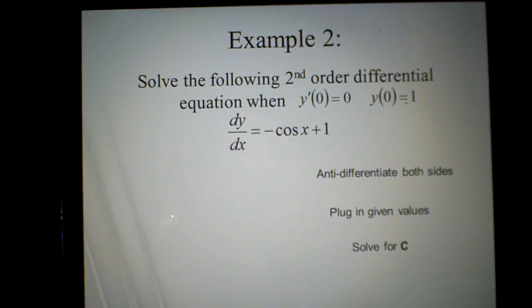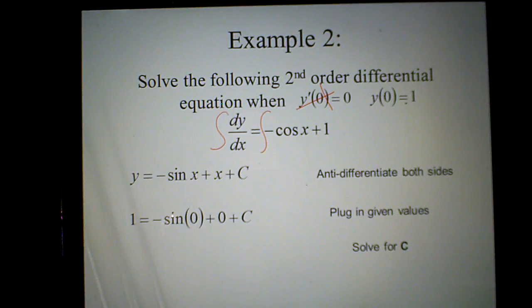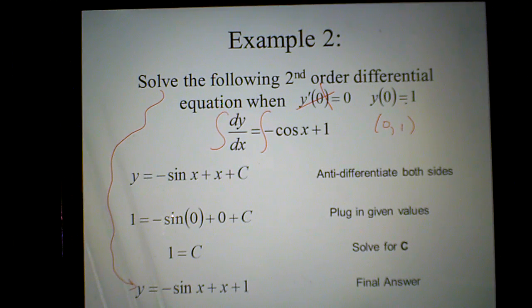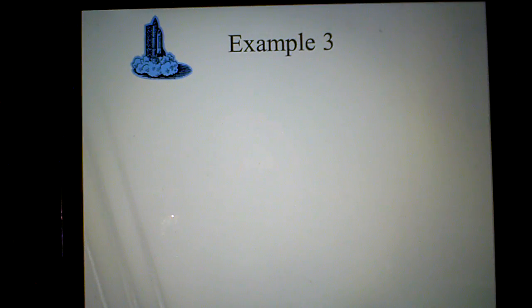Start again. Notice I've already used this information. Now I'm going to anti-differentiate both sides, get y by itself, plus c. Now use 0, 1 to solve for c. This is now my final answer. I have solved because I have y by itself. Yay! Word problem.